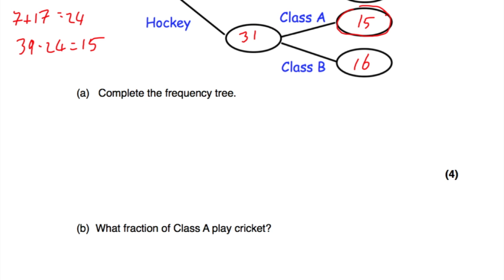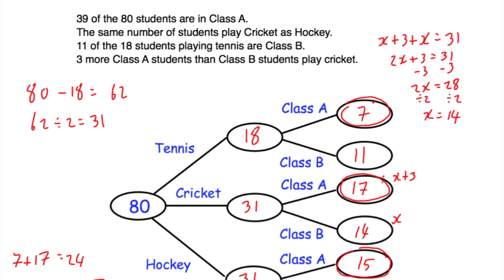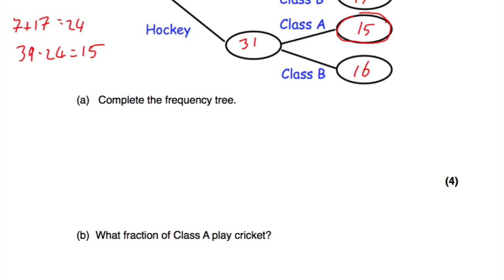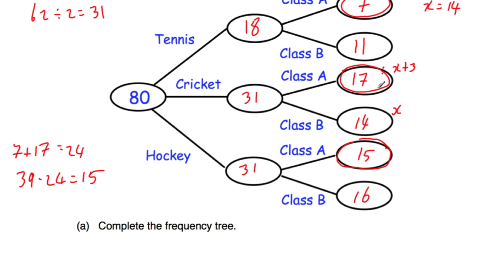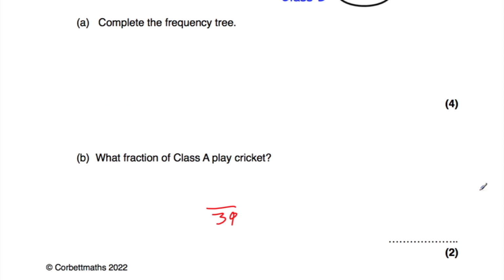And that's it. Part B says, what fraction of Class A play cricket? So remember in the question we're told there's 39 students in Class A. So that means that the denominator of our fraction will be 39, because it says, what fraction of Class A play cricket? So there's 39 altogether in Class A. And let's have a look at cricket. Class A cricket, the 17 play cricket. So the fraction of Class A that play cricket will be 17 39ths.